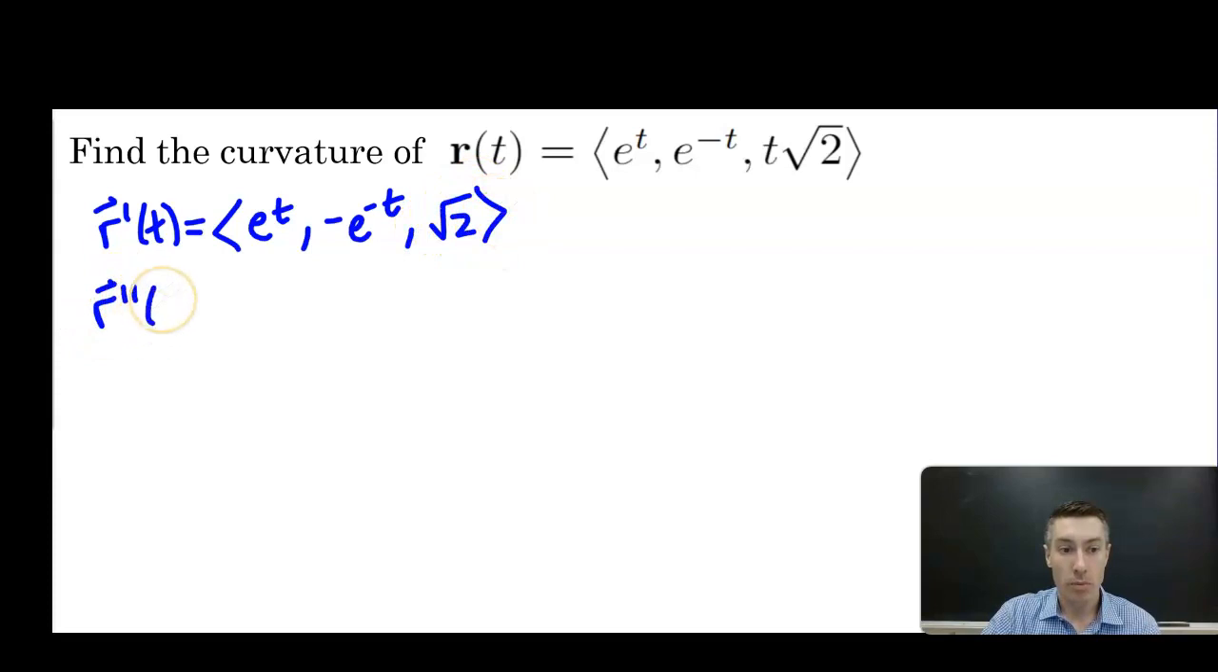And then r double prime of t would be e to the t, negative negative, so positive e to the negative t, and 2.